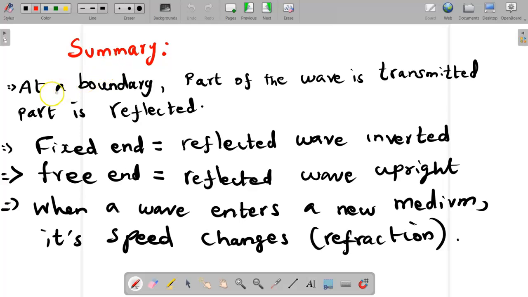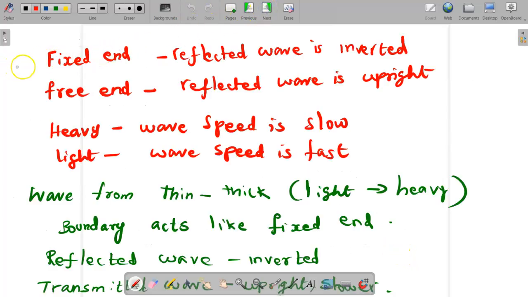And we have a summary. At a boundary, part of the wave is transmitted and part is reflected. At the fixed end, the reflected wave is inverted. At the free end, the reflected wave is upright. When a wave enters a new medium, its speed changes, and that is called refraction. Heavy spring, wave speed is slow. Light spring, wave speed is faster.